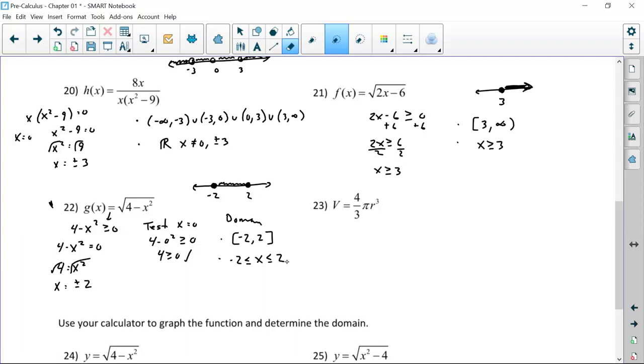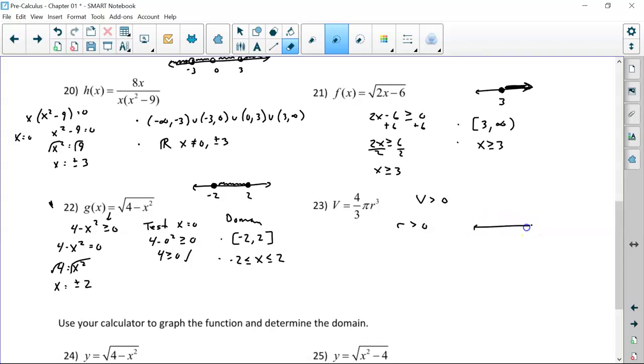A little bit different again. Volume equals 4/3 pi r cubed. It's the volume of a sphere formula. Now we know that for us to have a volume, the volume must be greater than 0. So in order for us to have that, the radius must be greater than 0. Because if the radius is 0, then our volume would be 0, which doesn't exist. There's no volume there. If we had a negative radius, our volume would be negative, and we can't have a negative volume. So r is greater than 0.